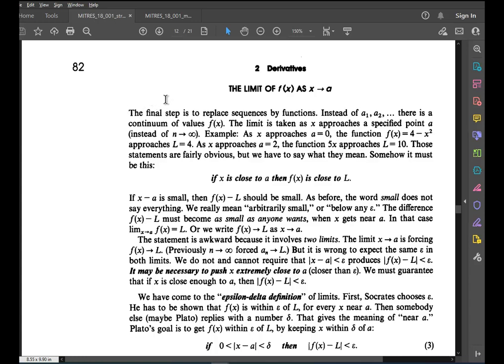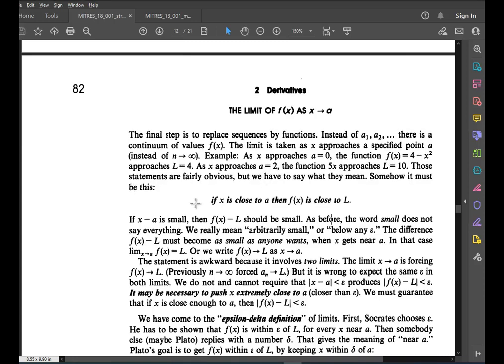Right? So, for instance, as x approaches 0, what about the function 4 minus x squared? Well, the x squared term becomes negligible and you get 4, right? As x approaches 2, the function 5x approaches 10. Okay, now look at this statement here. If x is close to a, then f of x is close to L.